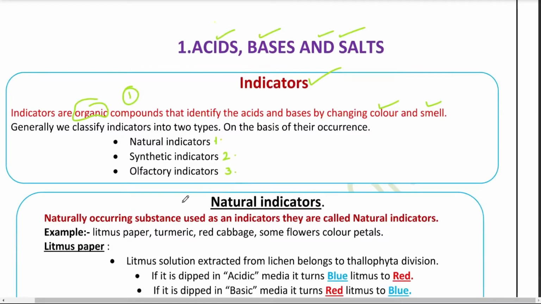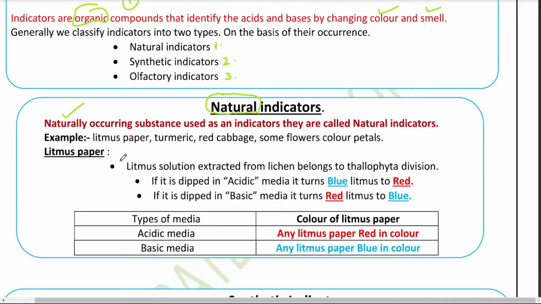Now, what are natural indicators? Natural indicators are substances used as indicators which occur naturally. As the name itself says, I am natural. Therefore, naturally occurring substances used as indicators are called natural indicators. Now, examples, if they ask you, you can say litmus paper, turmeric, red cabbage, some flowers, colored petals, etc. Okay. Now, what is litmus paper?